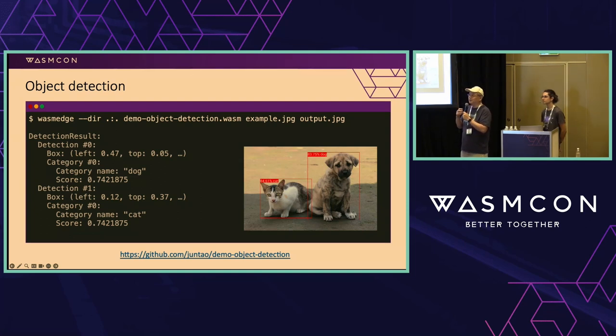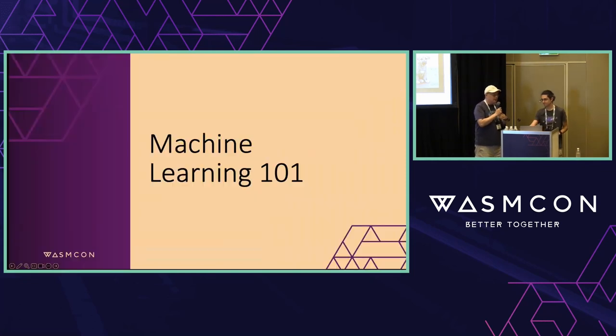And from our point of view, Wasm is really a language glue that ties together all those underlying AI frameworks and inference frameworks. So if you're interested in the demos, there's a link here that you can run it yourself. So in the next session, I'll pass to Angel to talk about machine learning.